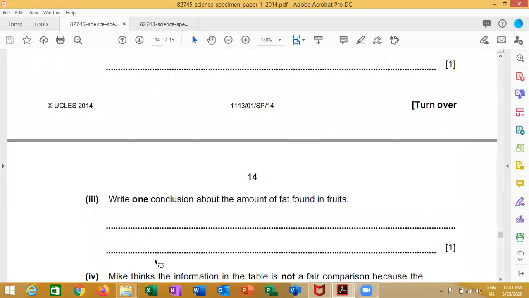Write one conclusion about the amount of fat found in fruit. Here, the conclusion, or what you understood from the previous table, depends on the amount of fat in the fruit. You should write that the fruit contains very little fat, or there is less fat than fiber in fruit.